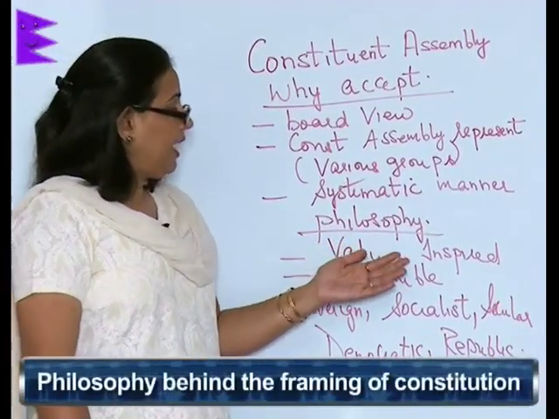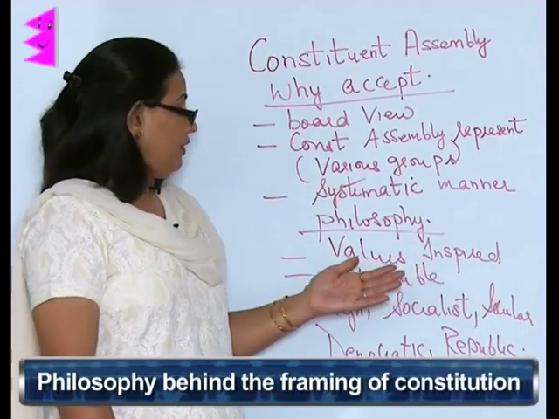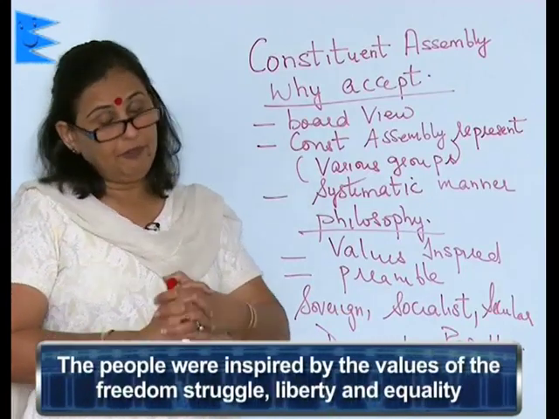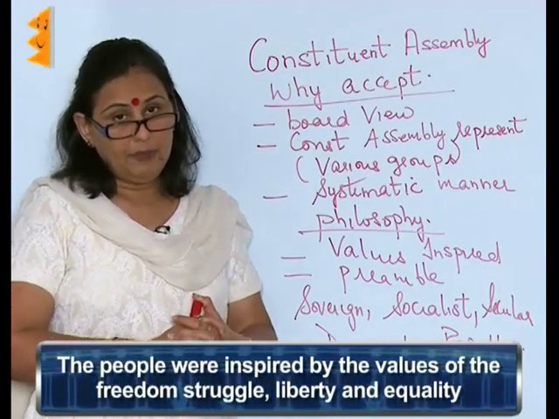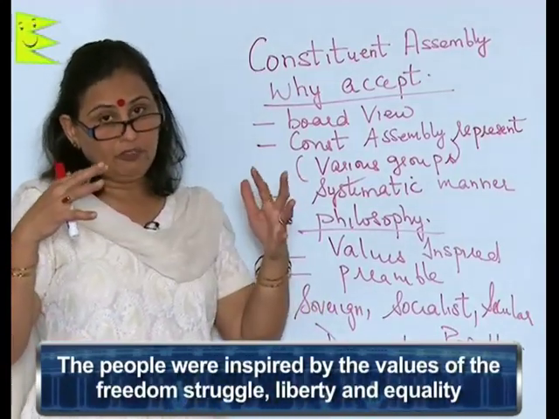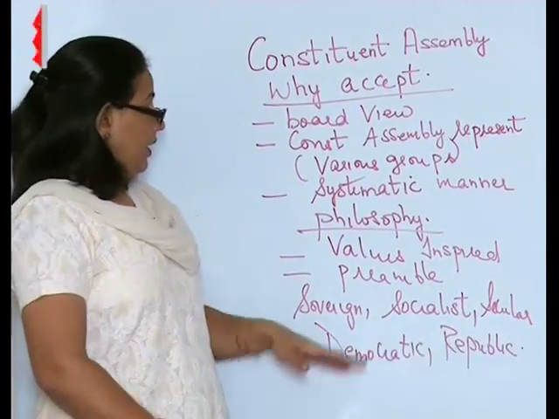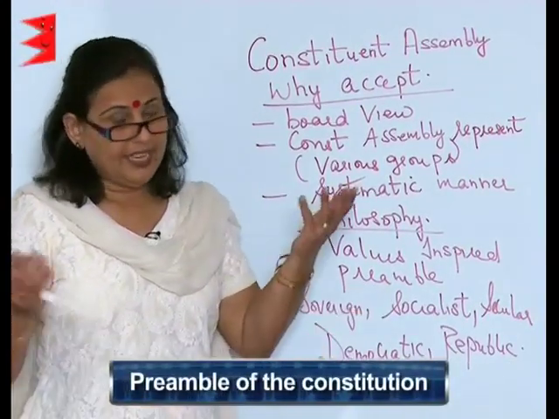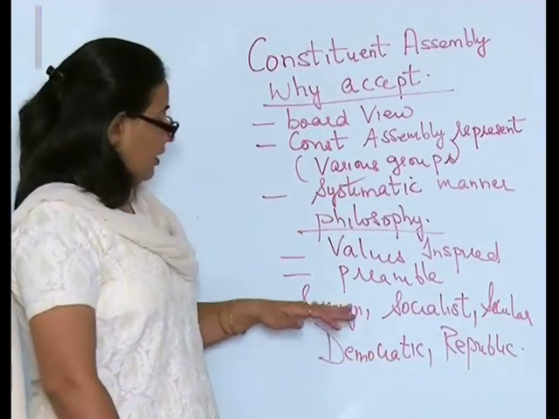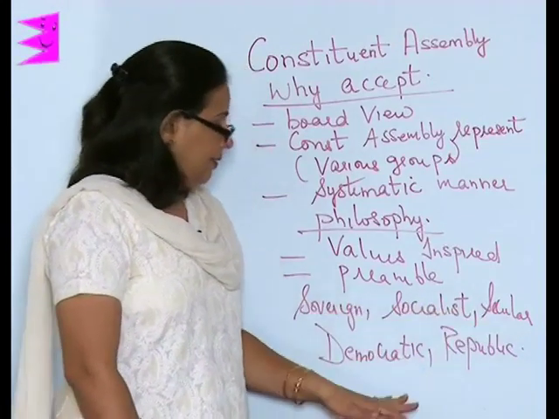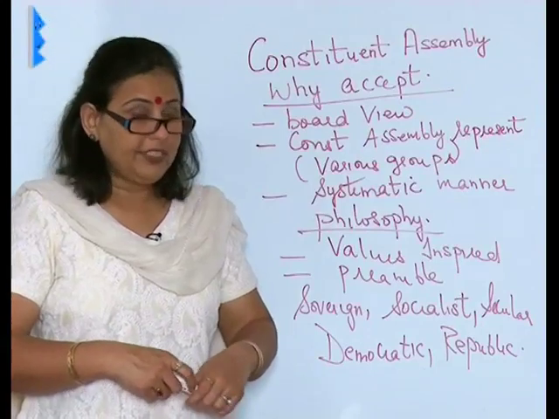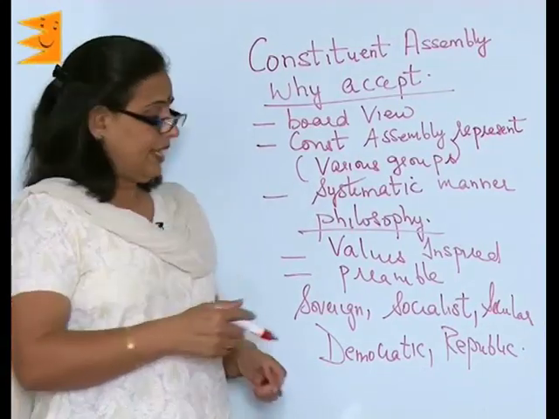Now, the philosophy behind the framing of the constitution was very simple. The people were inspired by the values of the freedom struggle, liberty, equality, wherein they were looking for all kinds of sharing power. The preamble of the constitution says it all, and it says, "We, the people of India, are sovereign, socialist, secular, democratic republic." Let's try and understand each word in detail, what the preamble says.